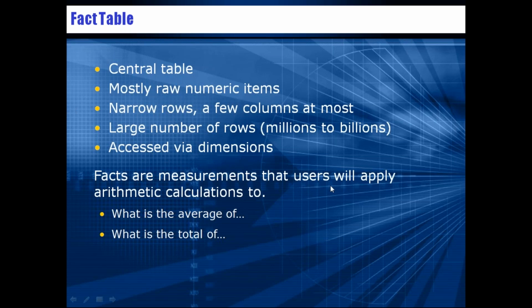So facts are measurements to which users will generally apply arithmetic calculations, like this. What is the average of the sales across all the products, or what is the total of products sold, like this. You may apply arithmetic operations on the revenue, the sales, the quantity, whatever columns you add on the fact tables. So fact tables are central tables which contain numeric values which can be applied with arithmetic operations, have very few columns but a huge number of rows. Again, we cannot directly access these fact tables; we generally use the dimension tables and the relation with the dimension table to get the data.